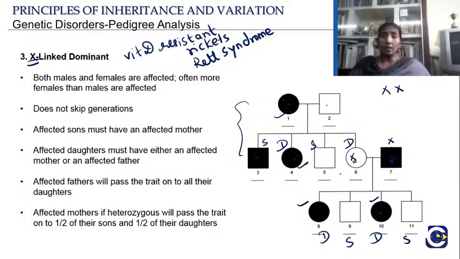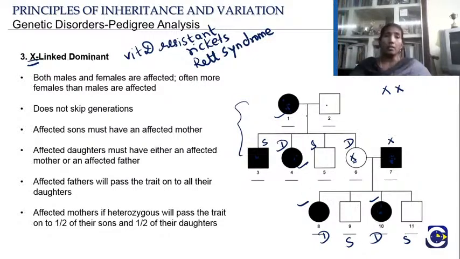Another thing, a female with this particular trait will pass it on to all her sons and daughters. So every affected person will have at least one affected parent. The trait does not disappear from the pedigree and it reappears over a large number of generations, and there will be more females affected when compared with males. So that is what we need to understand.